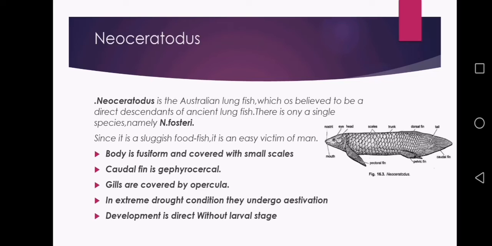The body of Neoceratodus is fusiform and covered with small scales. Caudal fin is diphycercal. Gills are covered by opercula. During dry season, when the water bodies become polluted, Neoceratodus periodically comes to the surface and gulps air. In extreme condition of drought, it digs deep into the mud, undergoes aestivation, and tides over the difficult period. The development is direct without larval stage.